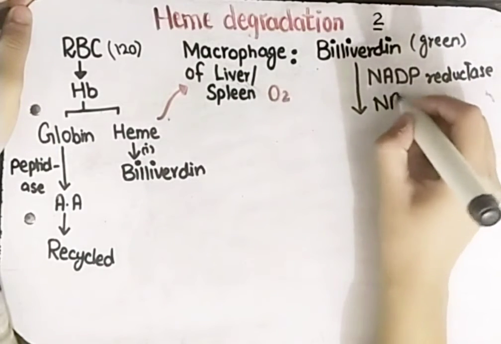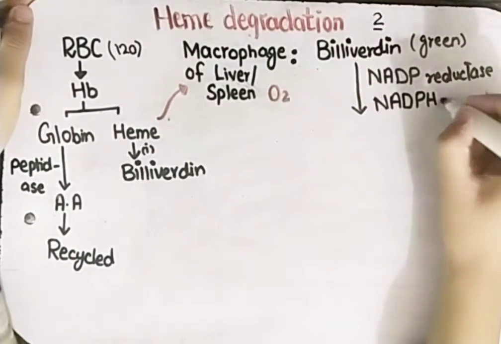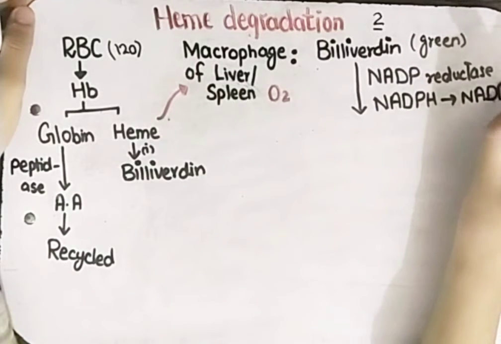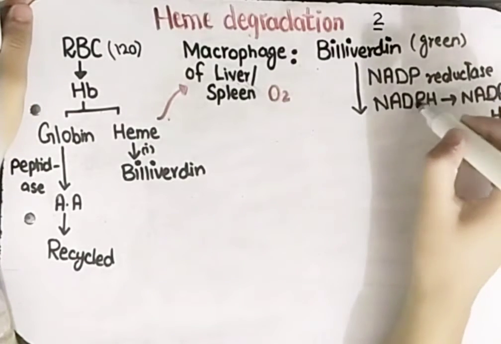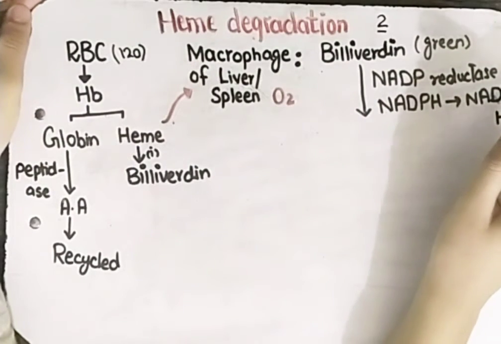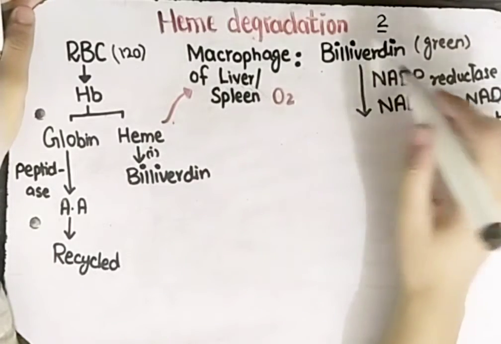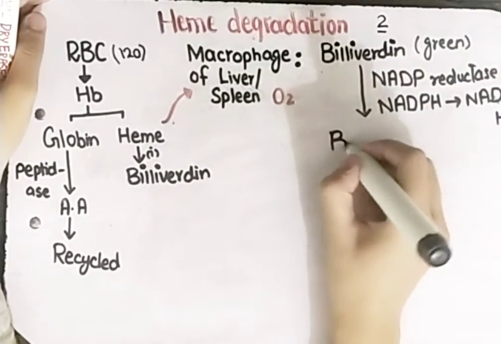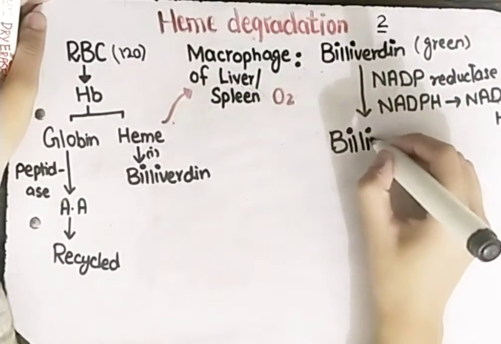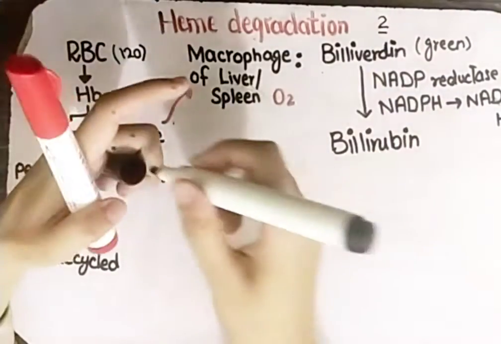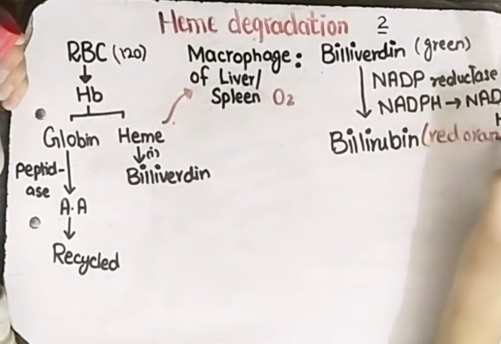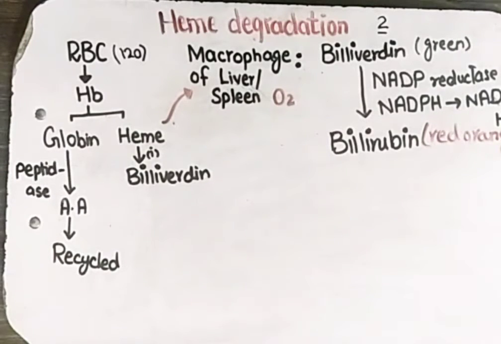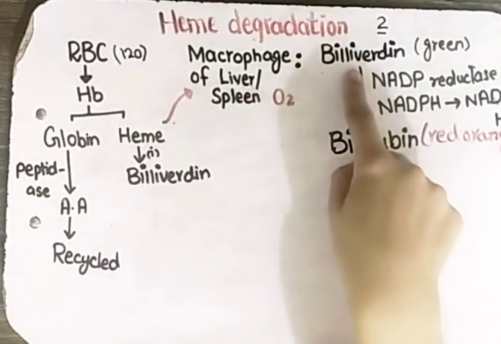So you need a substance which is NADPH, and NADPH will deliver its hydrogen to biliverdin and will be converted into NADP plus. So we need NADP reductase. This NADPH will be converted into NADP plus and H positive, and there will be reduction, and this biliverdin will be converted into a red orange substance which is referred to as bilirubin. Do remember the colors of the products, these are very important. I'll tell you why. So bilirubin is basically red orange in color, and it is the reduced product of biliverdin.